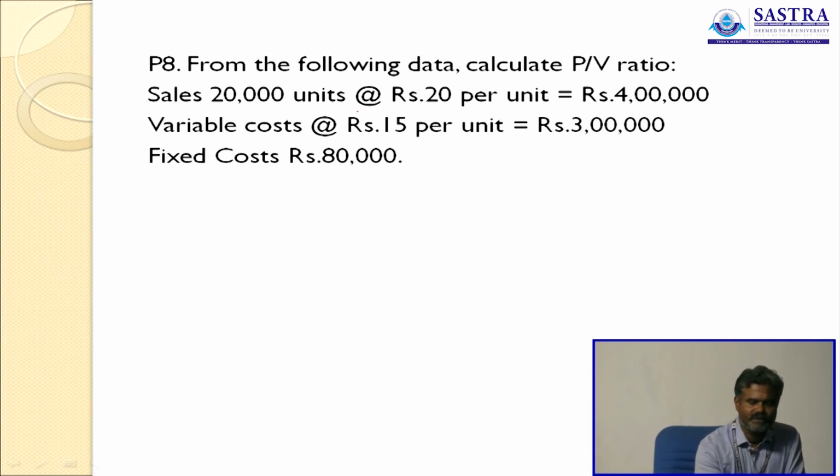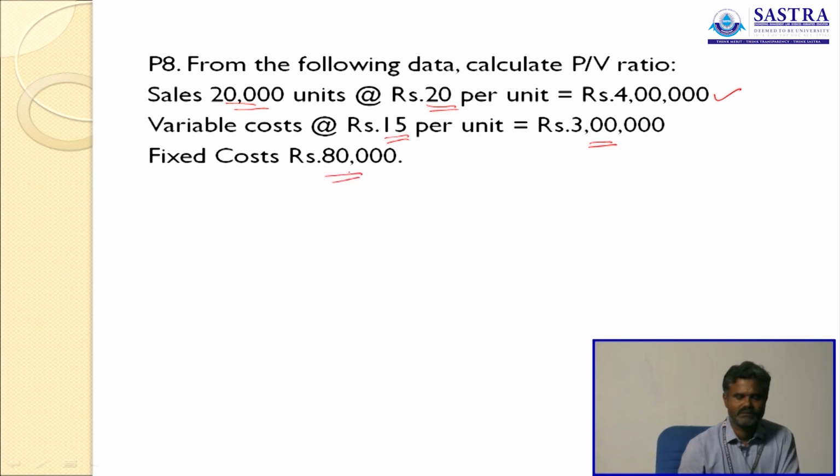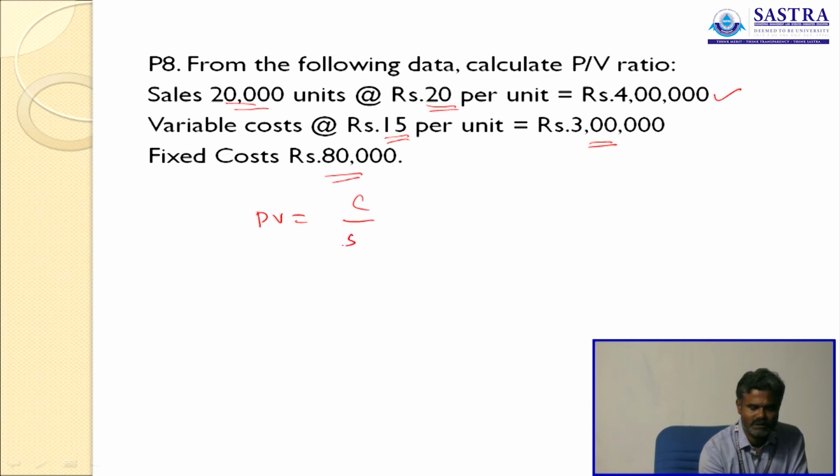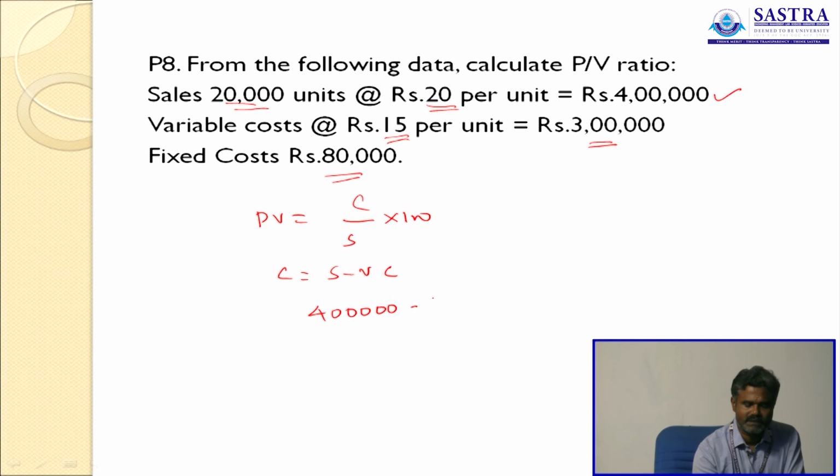The next problem. From the following data, calculate PV ratio. Sales 20,000 units at the rate of 20 per unit, 4 lakh. Variable cost 15 per unit, 3 lakh. Fixed cost 80,000. The question is PV ratio. So the PV ratio equals contribution divided by sales into 100. So first you calculate contribution. Contribution equals sales minus variable cost. Sales 4 lakh, variable cost 3 lakh. So contribution is 1 lakh.